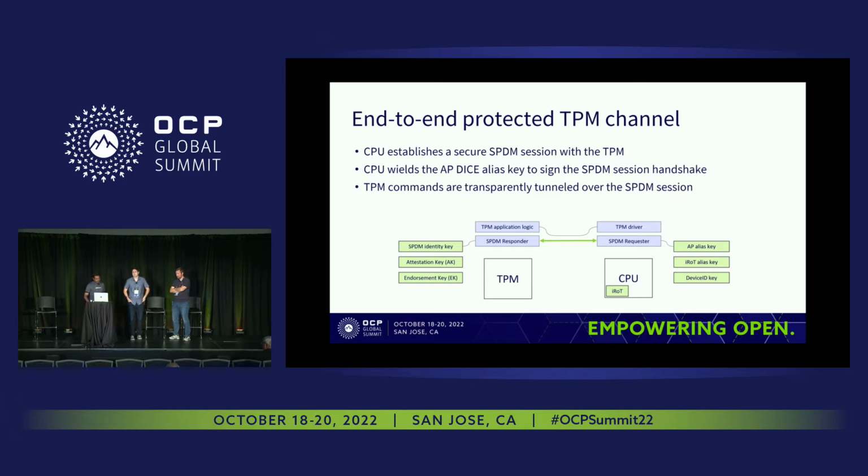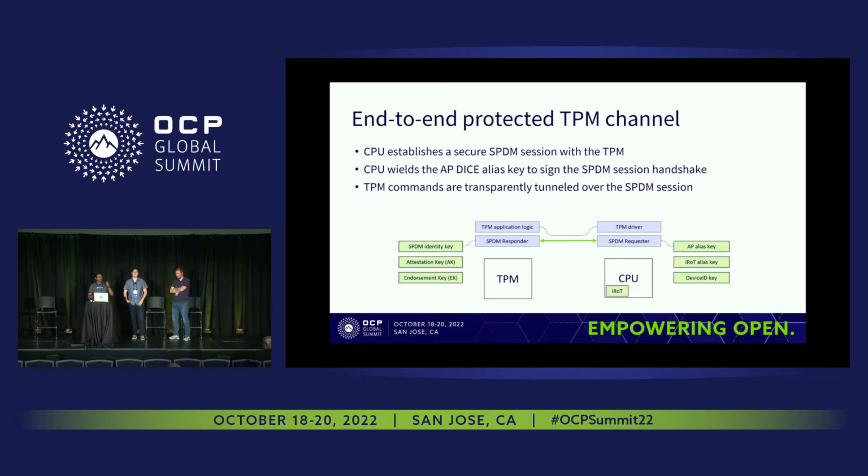Thank you, Jeff and Jordan. Building on what my colleagues Jeff and Jordan from Google just talked about, we are going to propose a solution that can solve the interposer problem, like extending fake measurements or exfiltrating secrets, using a protocol called SPDM. You should think of SPDM as TLS for hardware devices. It's a standard in DMTF. In the SPDM protocol, you have two parties: one is the requester and the other is the responder.